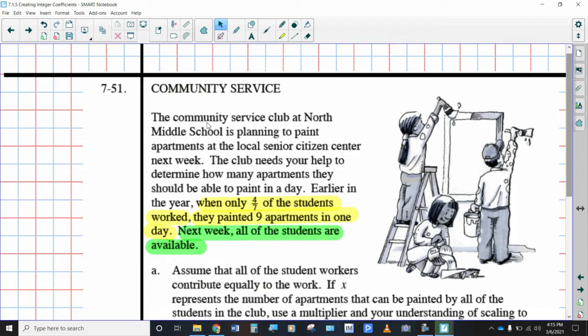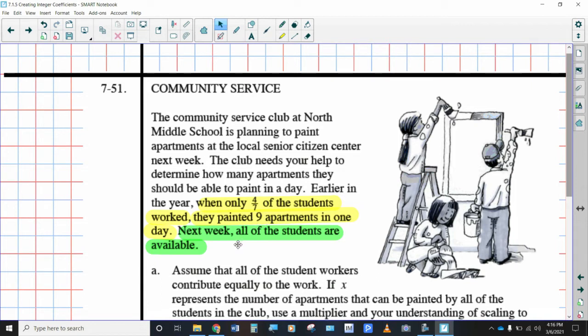Okay. So the Community Service Club at North Middle School is planning to paint apartments at the local senior citizen center next week. The club needs your help to determine how many apartments they should be able to paint in a single day. Earlier in the year, when only 4/7 of the students worked, they painted 9 apartments in one day. Okay, so 4/7 of the total, let's presume that there were 7 total people available, and 4/7 would be 4 out of the 7. So when only 4 people showed up, we were able to get 9 apartments done that day.